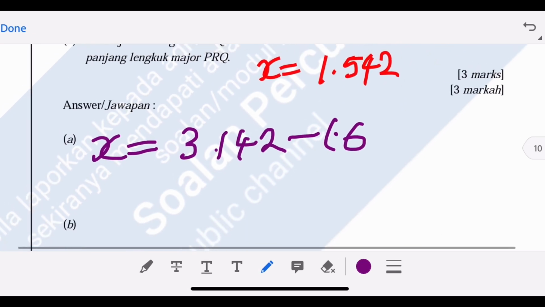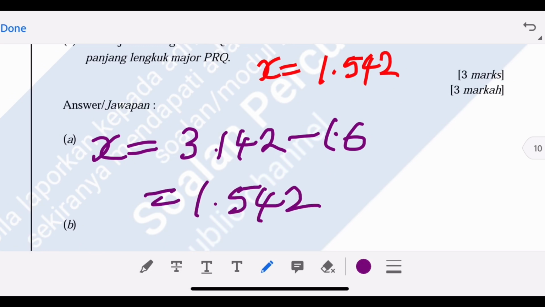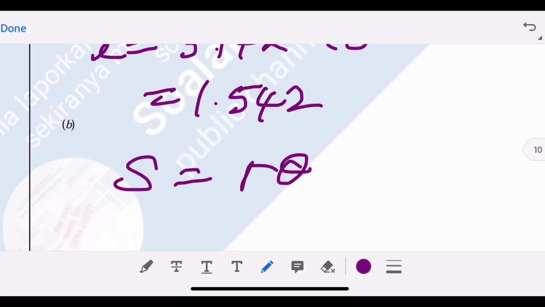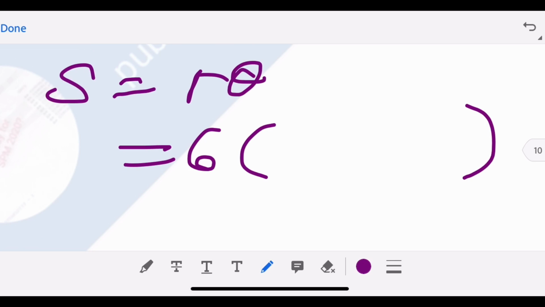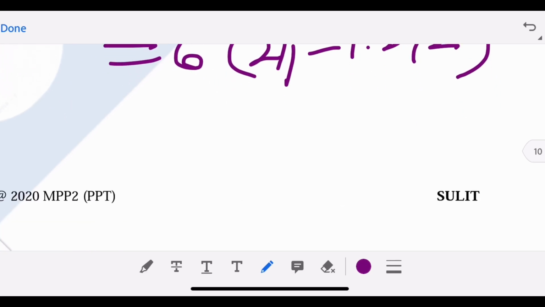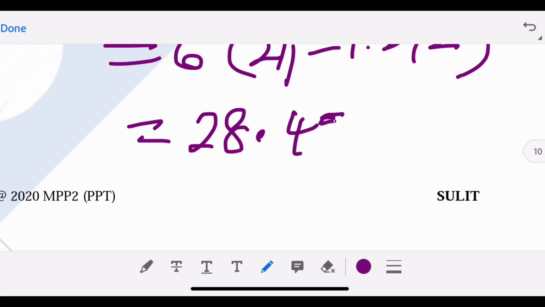Alright, so let's see how to do for the part B. So okay, so s is r theta, so the radius is given 6, and the theta, make sure you write 2 pi minus 1.542. Alright, so your answer for the major arc length, you must use a radius times with the angle, 2 pi minus 1.542. So your answer is 28.45 centimeter. Alright, this is major arc length. So remember, the angle must be angle subtended by the arc length.